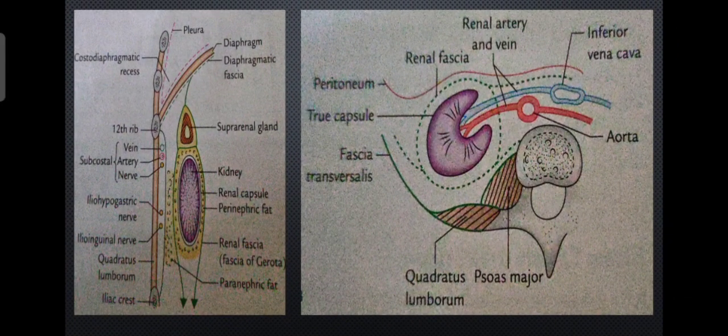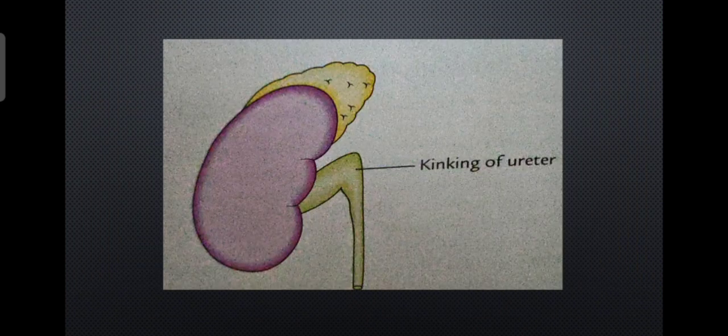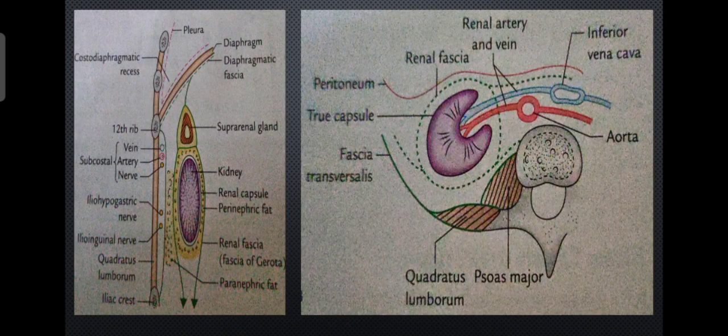chronic diseases, this fatty layer may get damaged, that is the fat may get loosened up, so that there will be kinking of the ureter, that is the fixation of the kidney at its position is altered because of the lowering of the fat present in that area. The ureter can't handle the weight of the kidney, so it produces a kink in the ureter, obstructing the urine outflow. So this is very important.